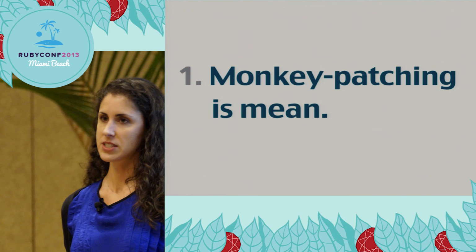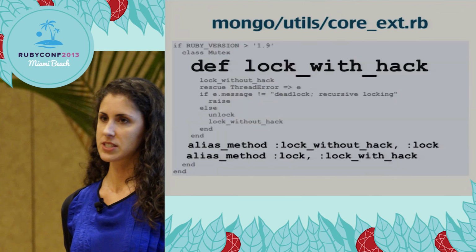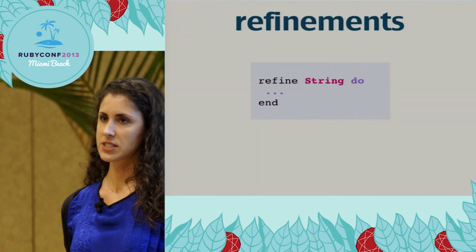I don't want to embarrass a past colleague, but I think this example is too good not to share. We found in our code at some point, I'm going to breeze past this really quickly, a method called lock-with-hack that was aliased on lock in a mutex. Not a good idea. So use refinements instead. We have to support back to 1.8.7, so we can't actually use refinements. So it might not be an option for you.